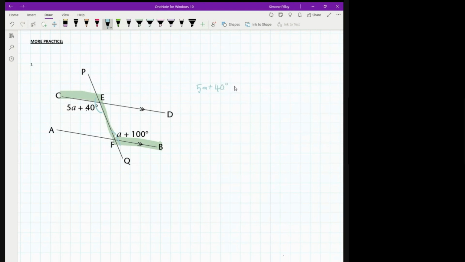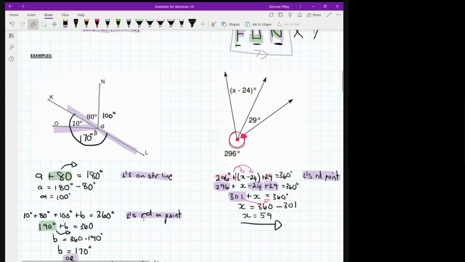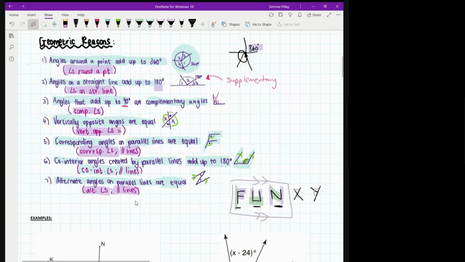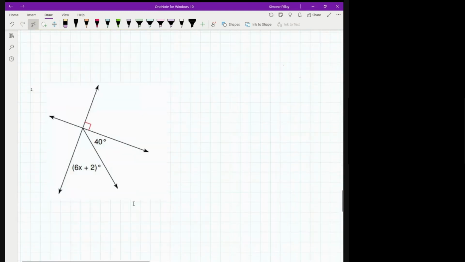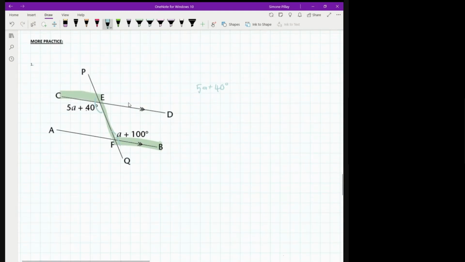plus 100. Okay. My first question to you: what is the rule when we have alternate angles? I need to flip my book. What's the rule when we have a Z? Parallel lines are equal. So I think you're supposed to say 5A plus 40 is equal to A plus 100. 100%. Yes.